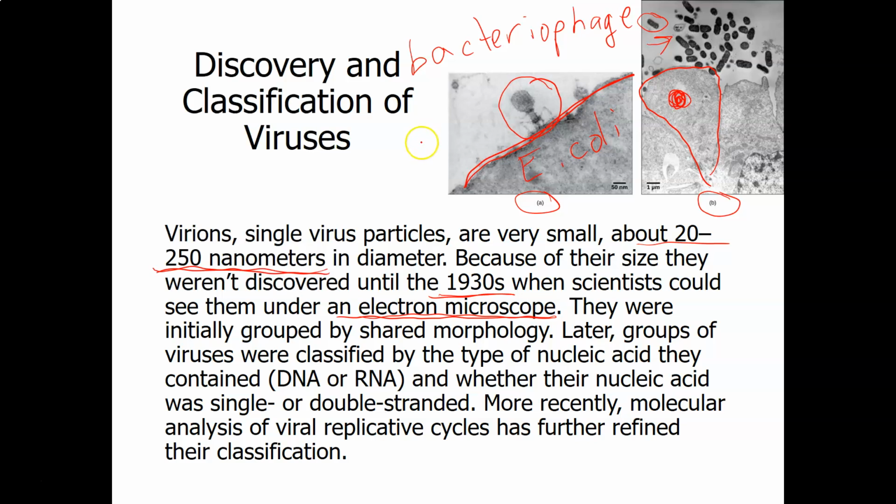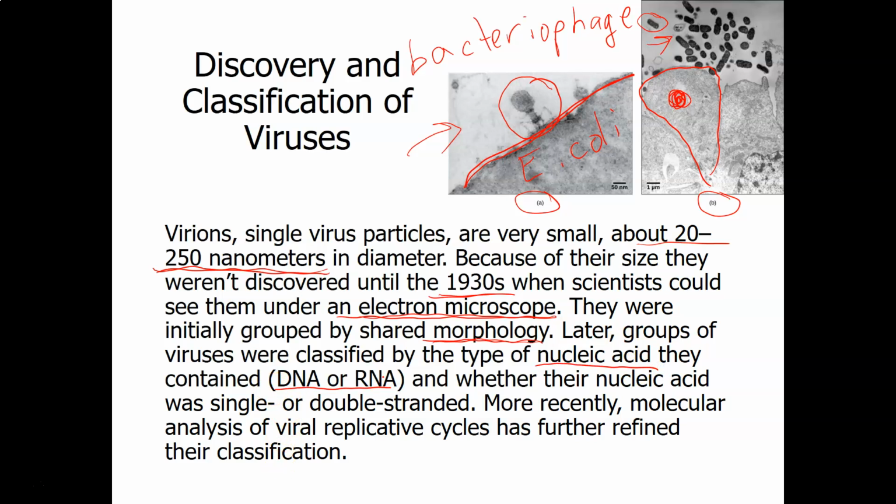For example, the bacteriophage structure is complex. It has a head region and a tail region, and that tail region looks like it has little legs attached to it. Like I say, to me, it looks a little bit like a spaceship. But morphology just means the structure of the virus. Many viruses have a complex shape, and some have very simple geometric shapes. So later, they began to classify viruses by their nucleic acid.